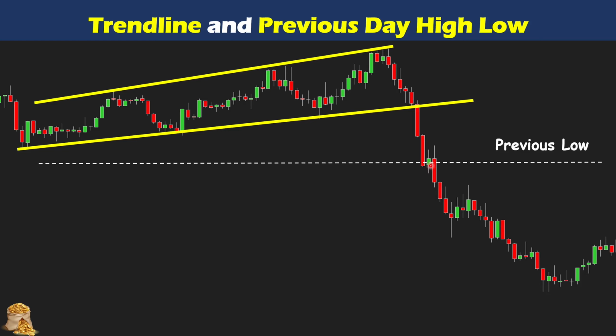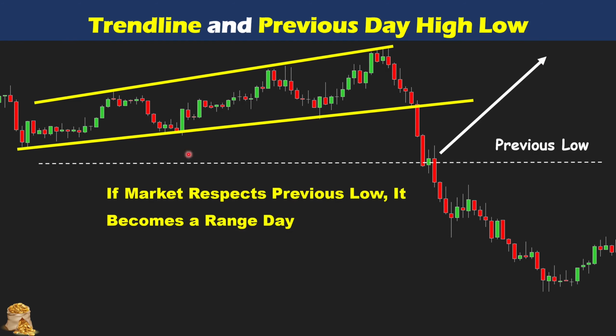Let's take a look at this part here. When it touches the previous low level, basically it ignores it, so that means this previous low is not respected, and you're not expecting the market to go back to touch this previous low later on. However, another scenario is the market goes to the previous low but bounces back to the upside. Then this market becomes a range day. For a range day, there are not many trading opportunities. So if that's the case, you'd like to trade some other financial instruments.